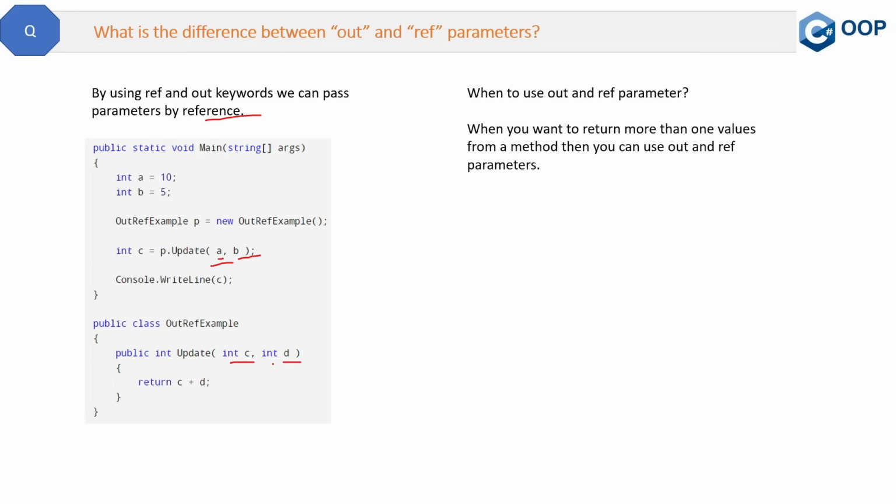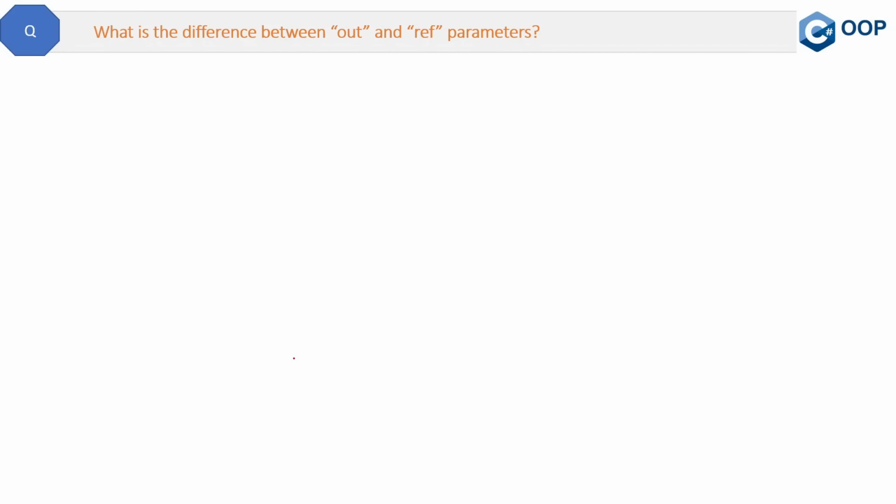Now the question is when to use out and ref parameters. As you know, normally a method can return only one value. Like here you can see it can return only an integer. So if you want to return more than one value from a function, then you can use out and ref parameters. Now let's see the difference.